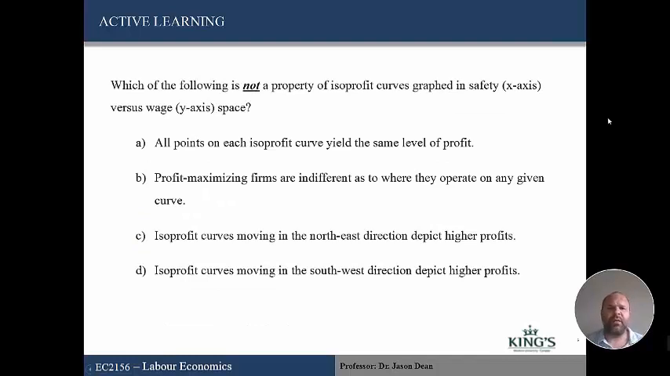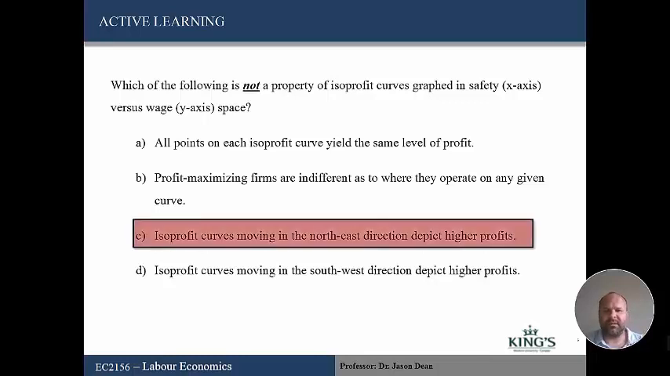Next question. Which of the following is not a property of isoprofit curves graphed in safety versus wage space? Okay, so what is not a property of an isoprofit curve? So I'll let you take a look. You might want to pause it, think about what the correct answer is.